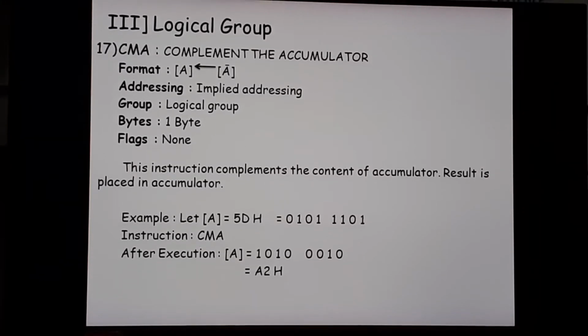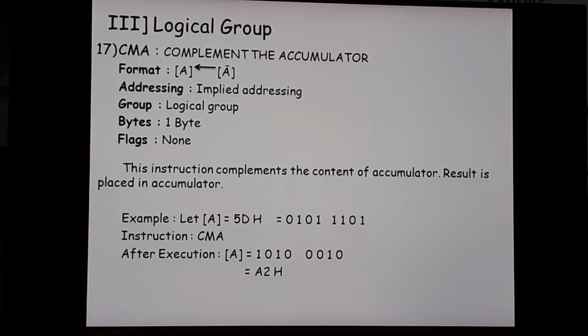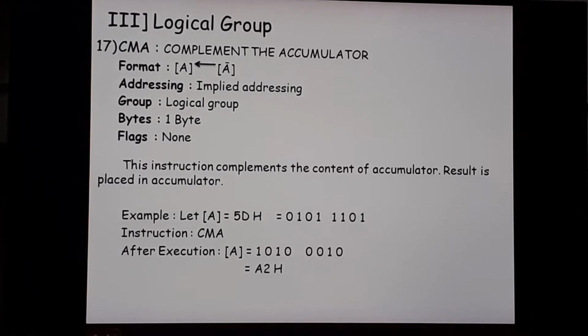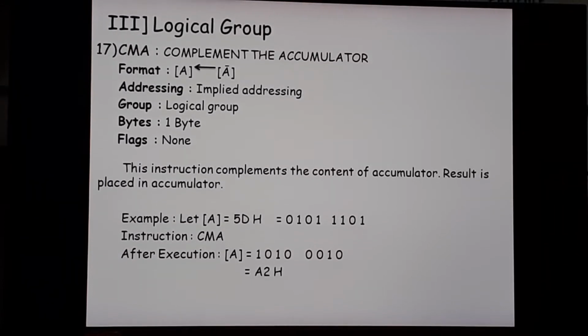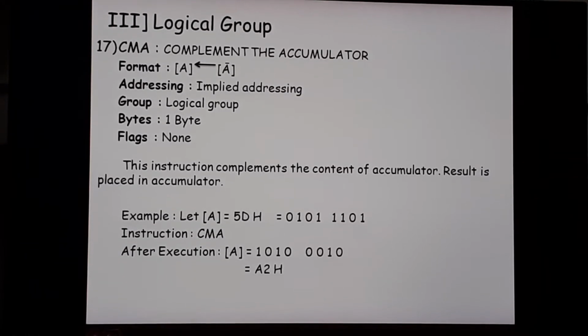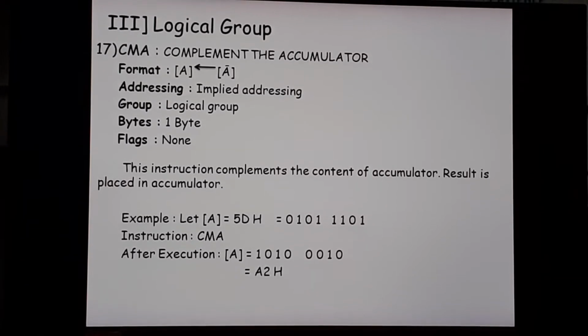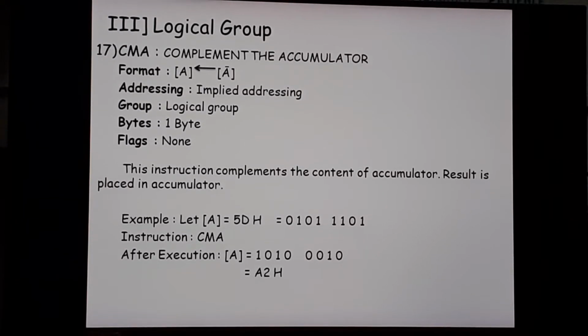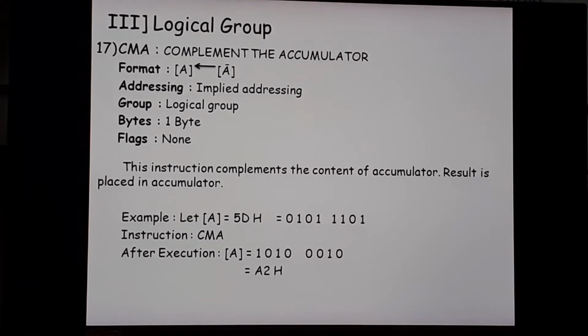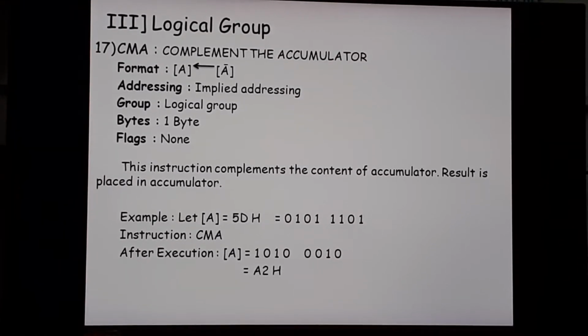Addressing mode is implied addressing mode. Why? Because there is no operand in the instruction, that is, there is no data mentioned in the instruction. There is only the opcode, which is CMA, only the instruction name, there is no operand or data. So hence it is implied, also called implicit addressing mode. The group of this particular instruction is the logical group only. The bytes will be 1 byte since there is no operand or data mentioned. Flags will be none, this instruction affects no flags.